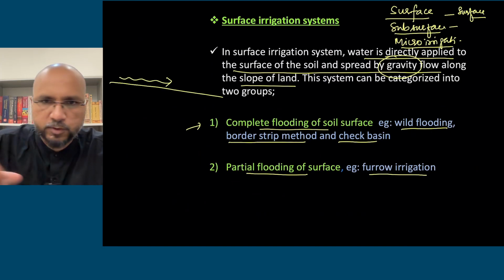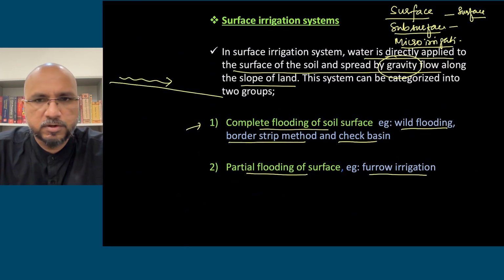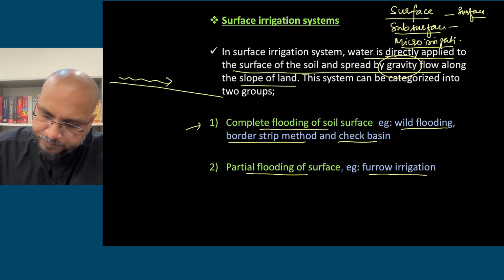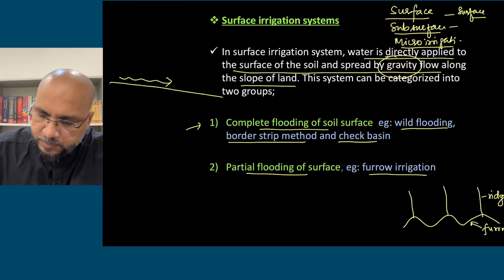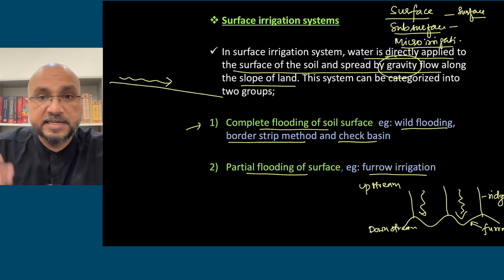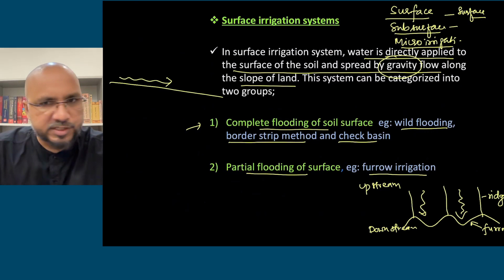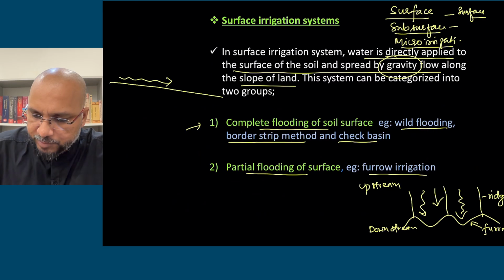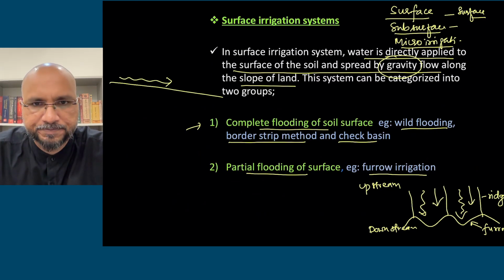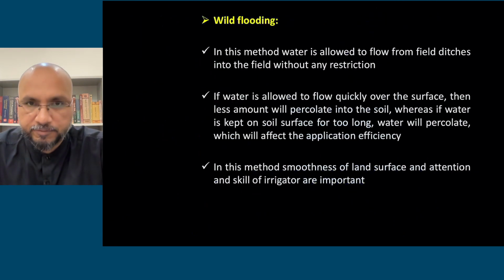So ridges and furrows are made with the help of equipment, and in the furrow we'll apply water. So if you see, ऐसे ridges and furrows बनाते हैं. So this is ridge and this is furrow. So water is applied through the furrows. And again ये upstream है, ये downstream है. In surface irrigation method, gravity is the main force for distribution of water. तो upstream से downstream की तरफ तुम्हारा gravity की वजह से water distribute होता है.